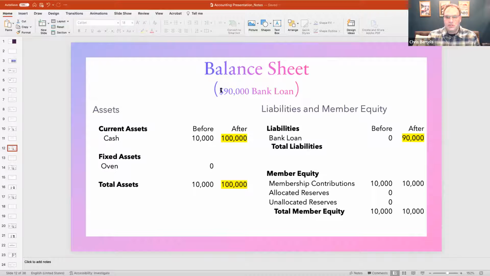Okay, so the balance sheet, $90,000 bank loan. And as you can see, this transaction does not affect the income statement either. It doesn't have anything to do with the customers. It's just internal, how we're funding the business. Before there was $10,000, they got $90,000 from the bank. So now they have $100,000 in the bank. And now you can see there's a bank loan for $90,000, because you have to reflect on the balance sheet how much you owe outside parties.